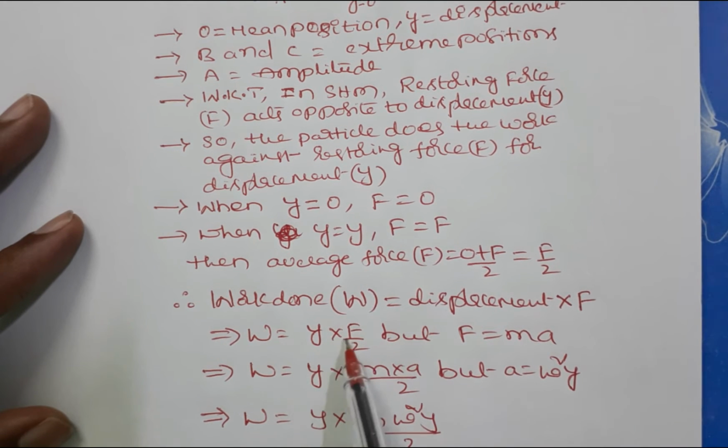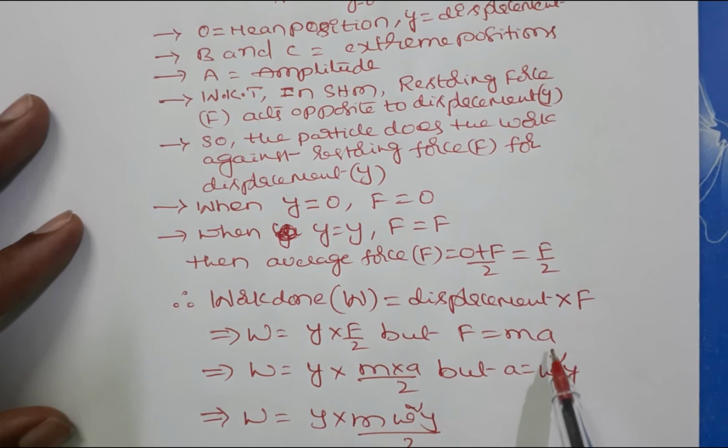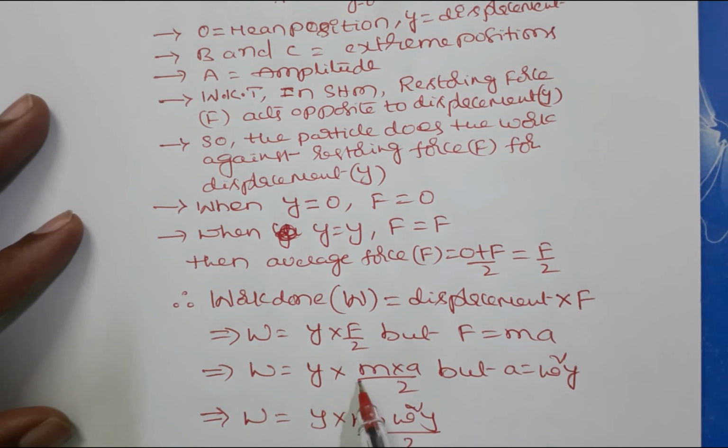So displacement is y and average force is F by 2, but from Newton's second law of motion, F is ma. Substituting this here, we get y into ma by 2. But in simple harmonic motion, we know that the magnitude of acceleration is given as omega square y. Substituting this in place of acceleration, we get W equals m omega square y square by 2.